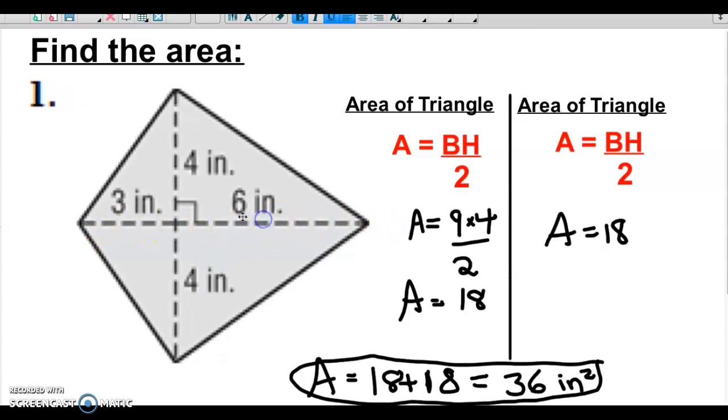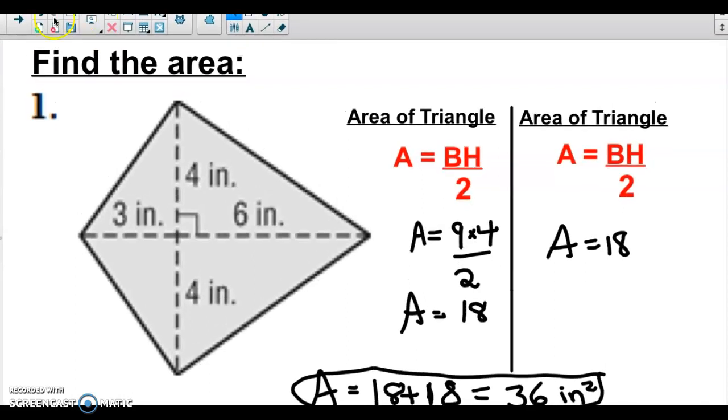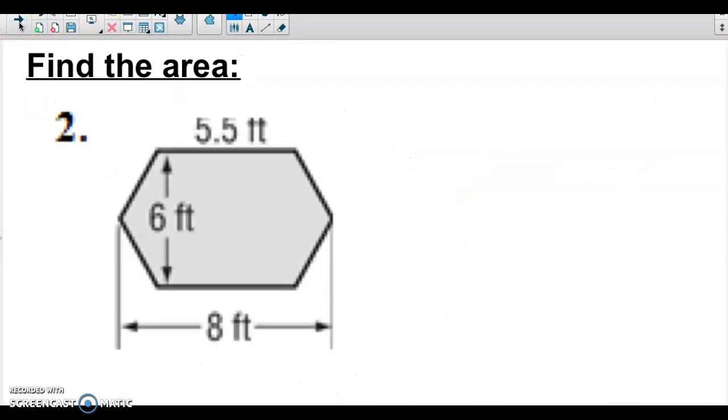I had to add together the 6 plus the 3 to make 9. So 9 times 4 is 36, divided by 2 is 18. So the top triangle was 18 and the bottom triangle was 18. I added them together. 18 plus 18 is 36 inches squared. Okay, so let's move on to the next problem.